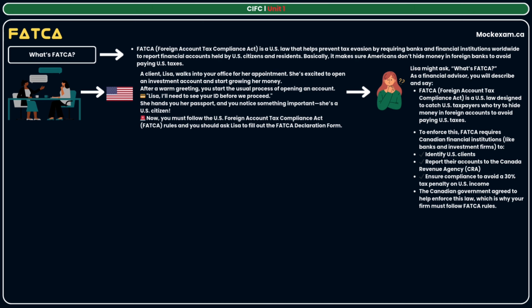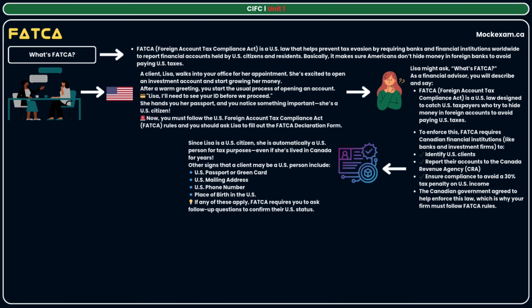Now, the Canadian government agreed to help enforce this law, which is why your firm must follow FATCA rules. Now, let's get back to our example and scenario. Since Lisa is a US citizen, she's automatically a US person for tax purposes, even if she has lived in Canada for years, okay? But what are other signs that a client may be a US person?